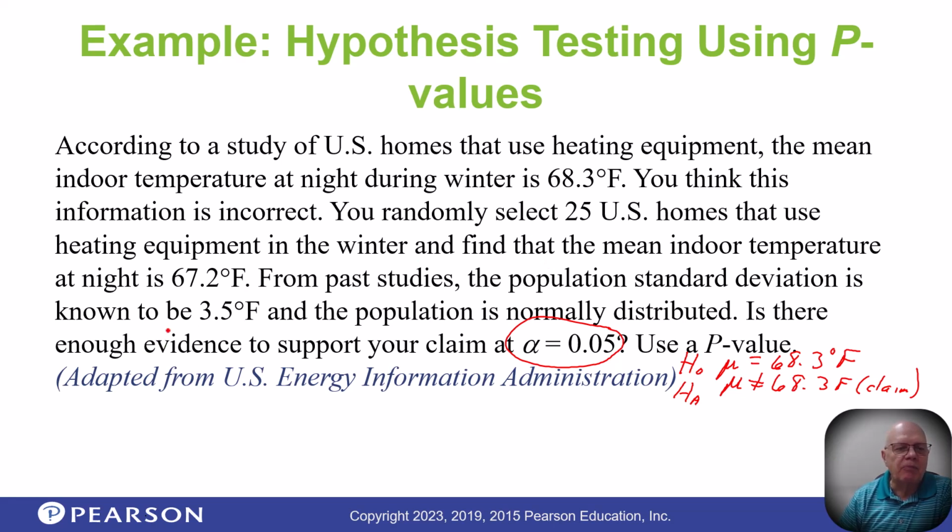So what is our p-value? Well, we can get the z-test statistic if we want, which would be 67.2 minus 68.3 we're comparing it against. And the population standard deviation was 3.5. And we've got the square root of our sample size, which was 25 indoor homes.